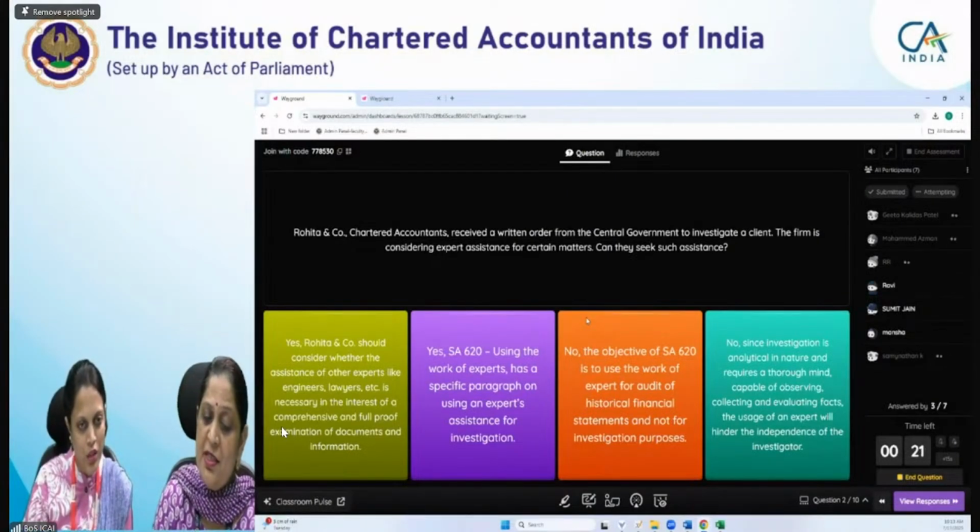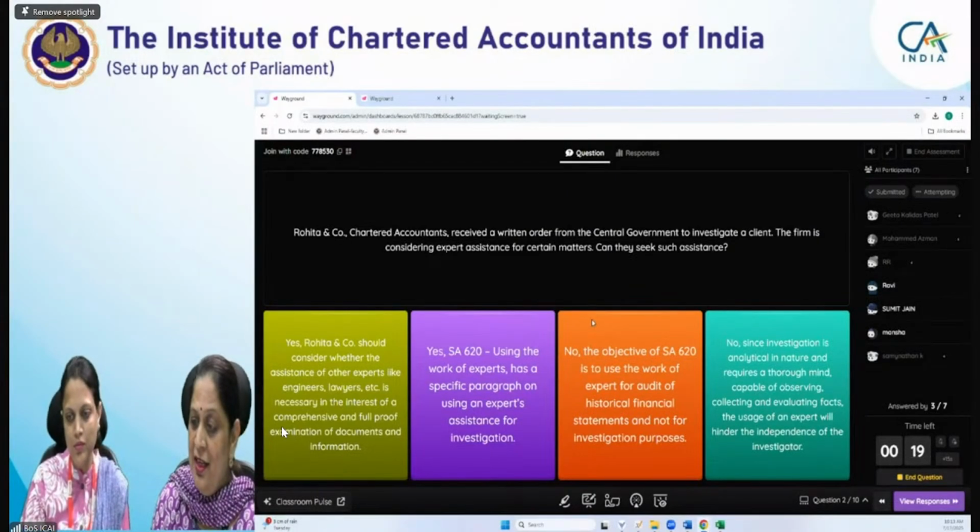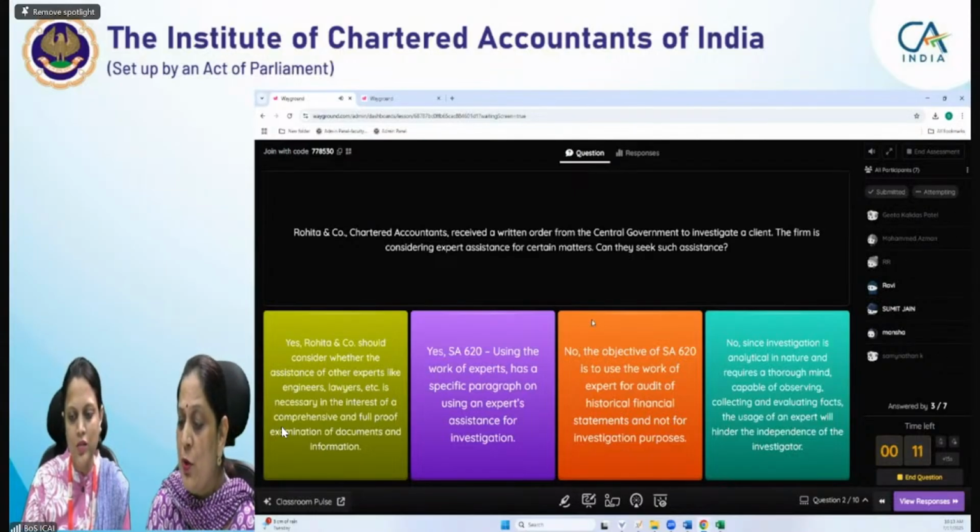Read the options carefully. Until now, we have received only from 3 students, Ravi, Sumit, and Mansha. I'm waiting for the response from others. 10, 9, 8. You can use elimination method also, or you can choose the correct option directly. Stop.